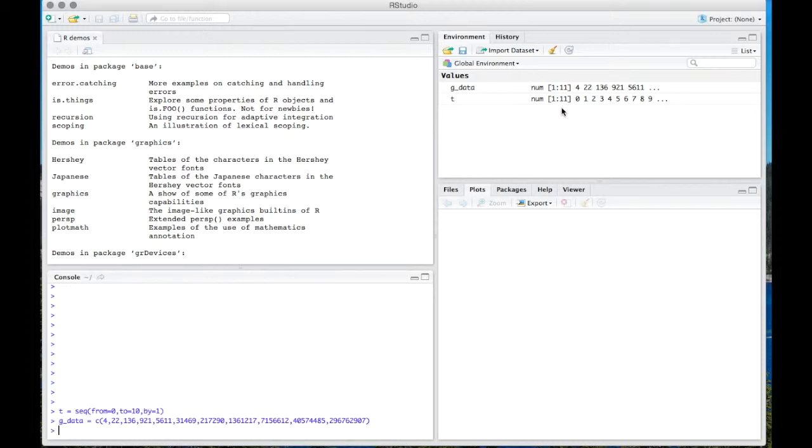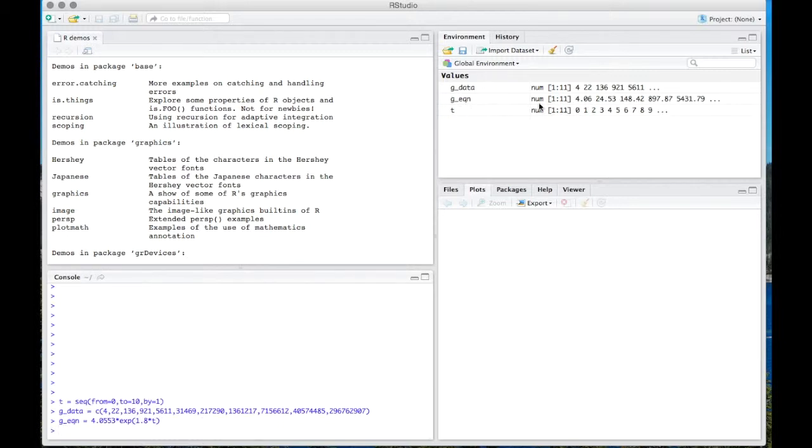Okay, now we define the equation: 4.0553 times e to the 1.8t. In RStudio, e is written as exp, so exp of 1.8 times t. This will take all of the values in t, multiply them by 1.8, raise e to that number, and then multiply by 4.0553, and store it in a list called G underscore equation. When we press enter, we see G equation is a list of 11 numbers, and those are what we would like to see.